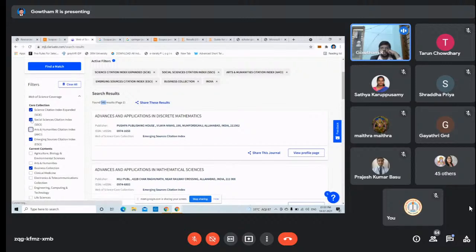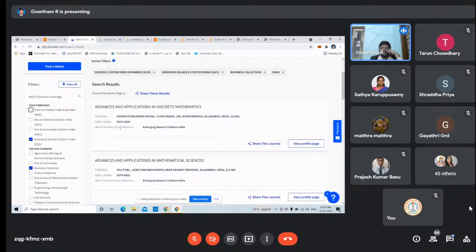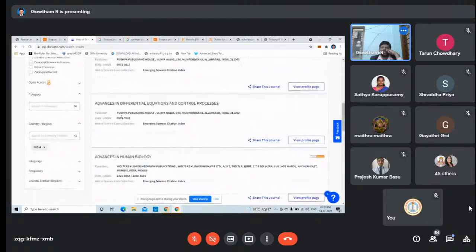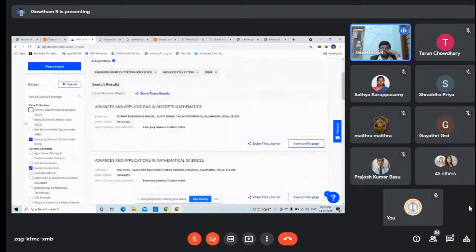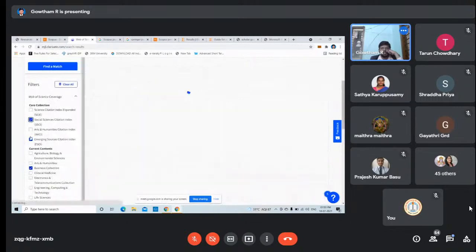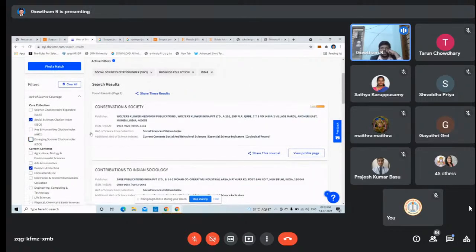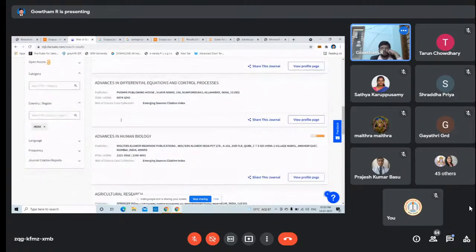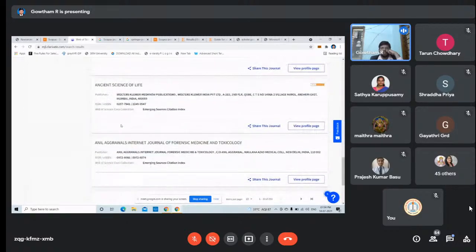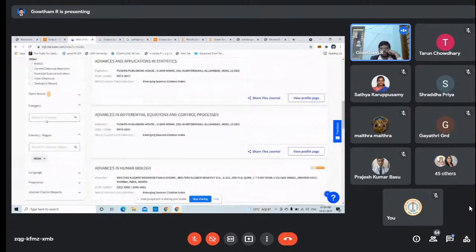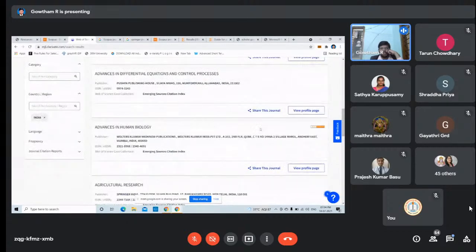So let us try out ESCI. How many journals are there in the ESCI? 242 journals are there, but still not sufficient. So I'm going to the social science index, which is the right one. So we have all such business collections over here, if you want to choose only from India.